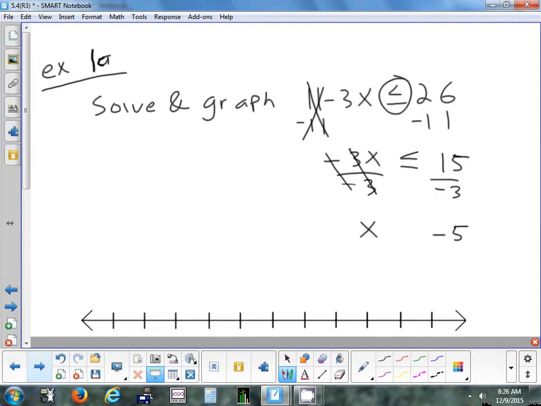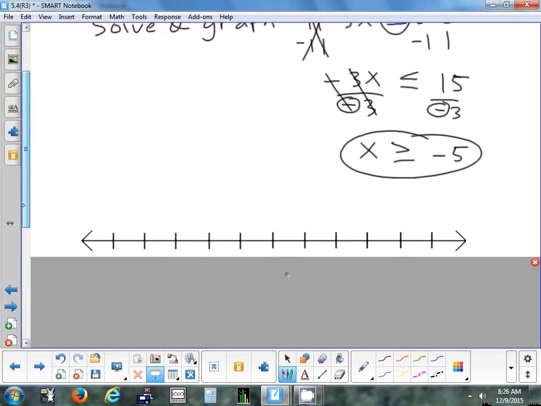Okay, and last step, should we flip the sign? Yes. Look at what we divided by. Okay, negative 3. So that's a disjunction. X is greater than or equal to negative 5. Guys, that was the first example on the front side of your note sheet.